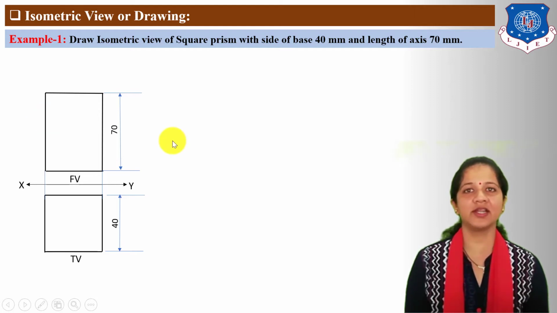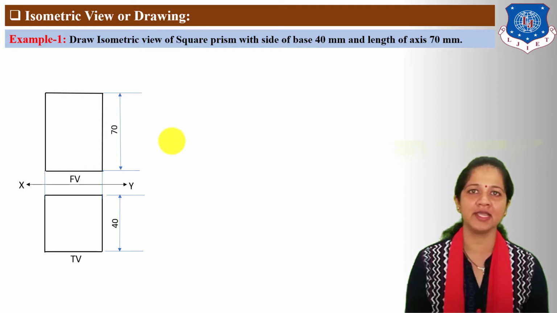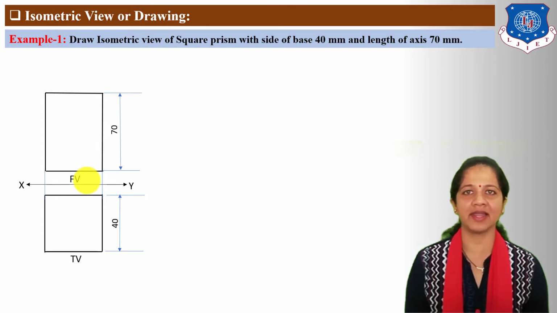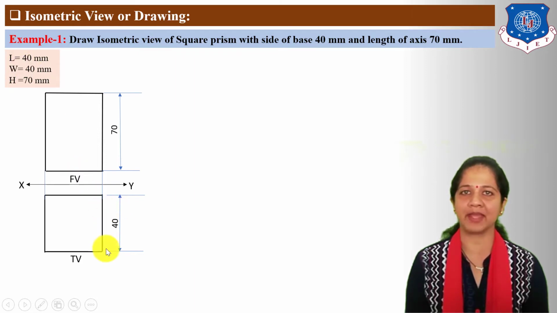In isometric, generally 2D views are given, and according to the 2D views, we need to draw the 3D object. Sometimes 2D views are not given if the object is simple. So here we need to assume 2D views because the object is simple, which is a square prism. First find out the total length, width and height of the square prism as per these assumed views. Length is equal to 40 mm, width is also 40 mm and height is equal to 70 mm.